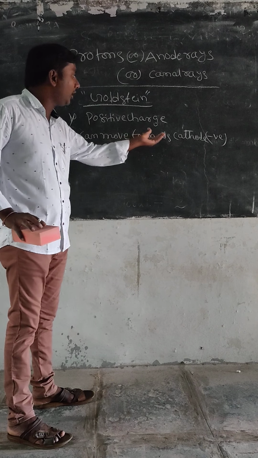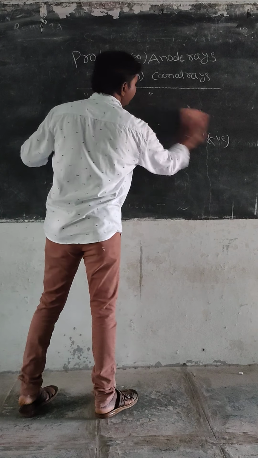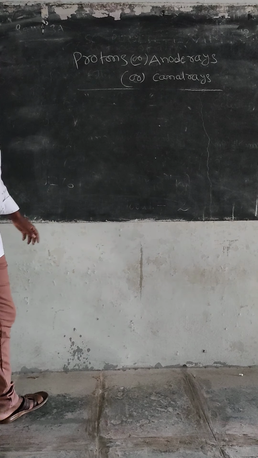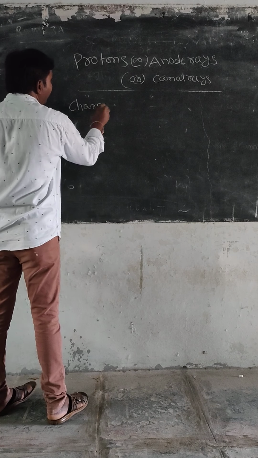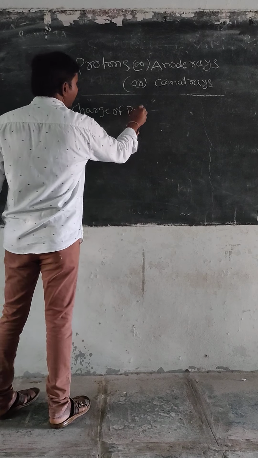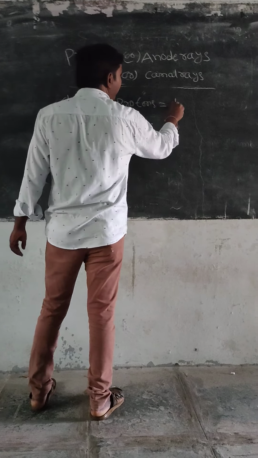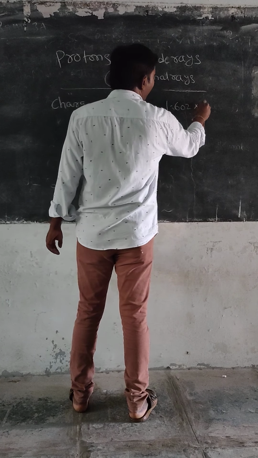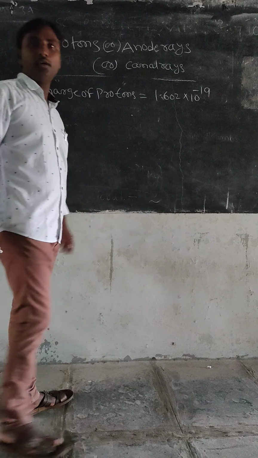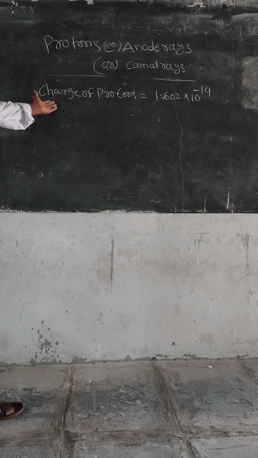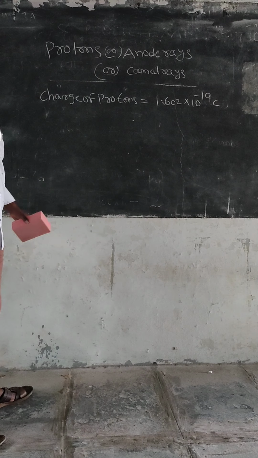Protons move towards the cathode electrode. Then what is the charge of protons? Charge of protons is positive, the same magnitude, 1.602 into 10 power minus 19 coulombs only. The charge of protons is also the same, but it has a positive charge.